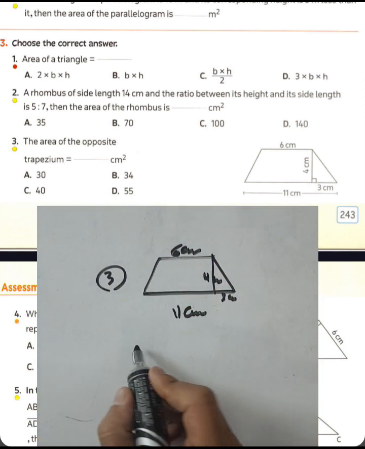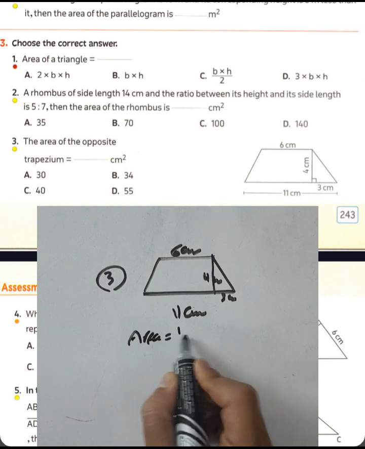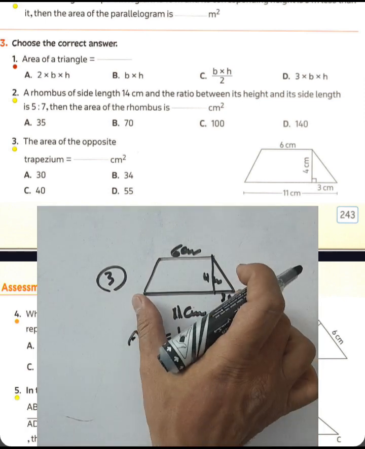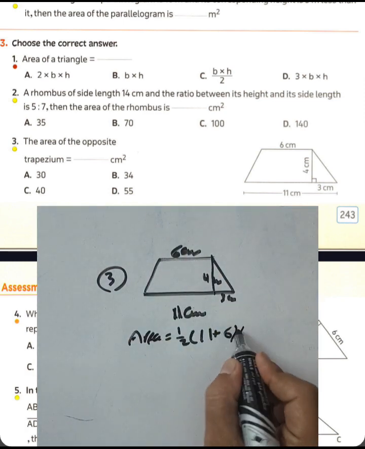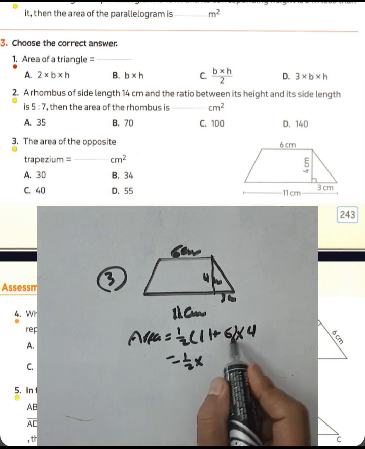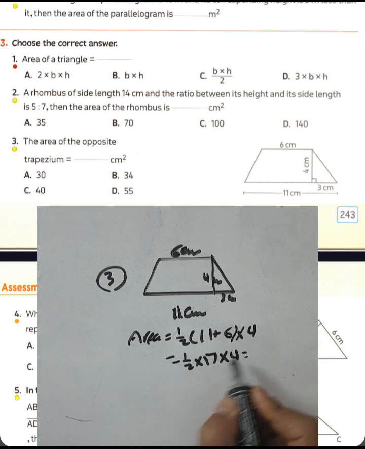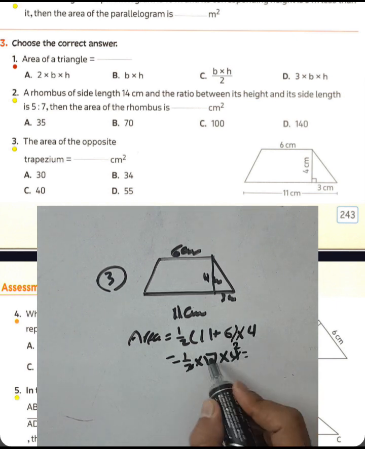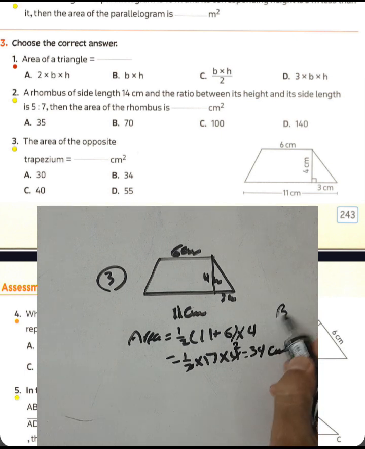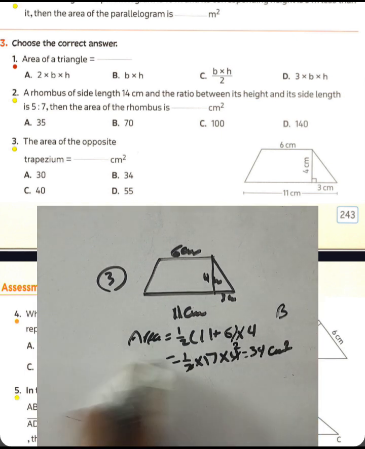Okay, first step, we can find the area by writing the rule, half the sum of two bases. This base was 11 plus the smallest base was 6, product by the height was 4. Half product by 11 plus 6 equals 17, product by 4. Half of 4 will be 2. 2 times 17 equals 34. Then the area will be 34 square centimeter. You must choose letter B. It's the first solution.